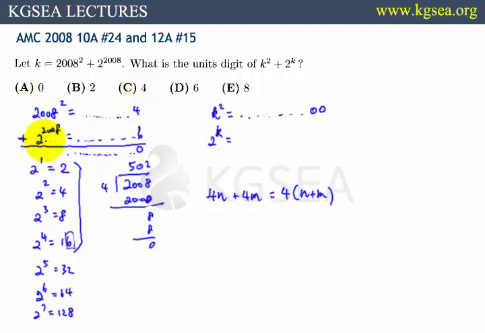What about 2 to the 2008? Is this a multiple of 4? How do we do that? This pattern would not help you because this pattern is all about checking the last digit. It's not checking if it's a multiple of 4. I'm sure many of you just saw the pattern right away, saw the answer right away. But for those who didn't, let me show you this way.